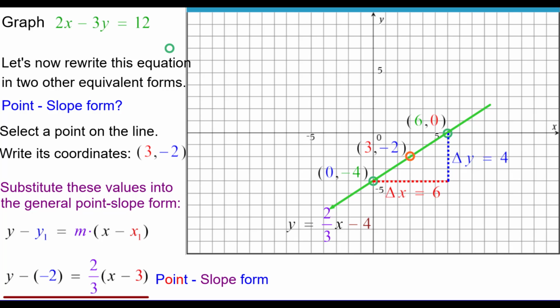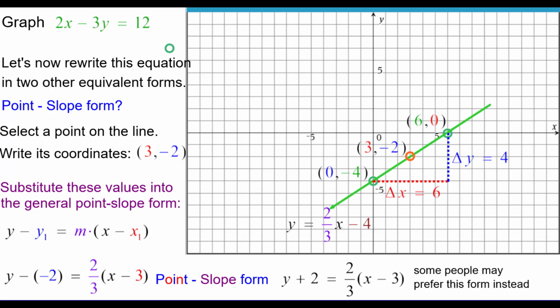This equation is in point-slope form. Some people like to simplify minus a -2 as y plus 2. This also would be considered point-slope form. Press pause as needed. Resume when you're ready.